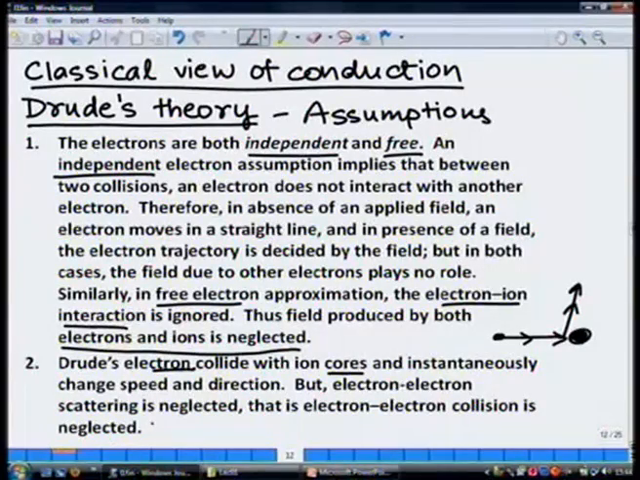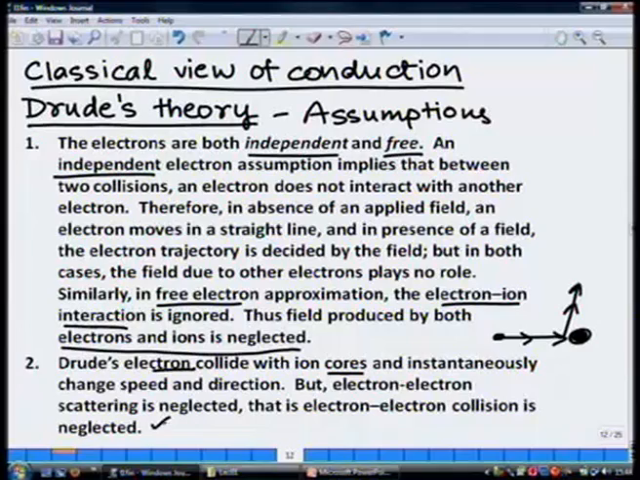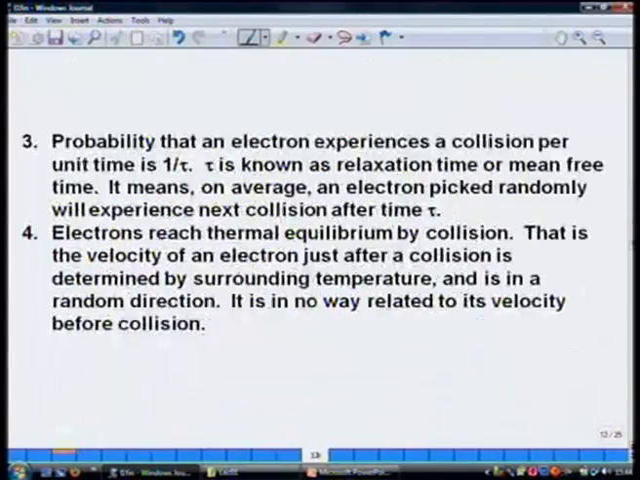That means an electron does not interact with another electron and get scattered. It does not change direction or speed. Since we are not assuming any electron interaction, it is not possible for another electron to change the direction or speed of this electron which is going by. So that is his second assumption, out of the total four assumptions which are inherent in Drude's model. So these are the two major assumptions. Then let us look at the third assumption.